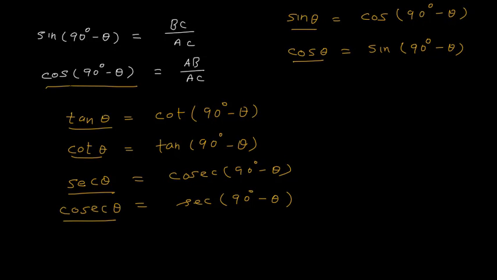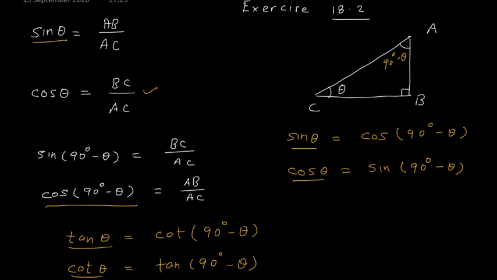You can express tan in terms of cot, by subtracting theta from 90 degree, or cot in terms of tan. You can convert sine in cos, cos in sine, sec in cosec, and cosec in sec. So somewhat is clear. Now we will see few problems.